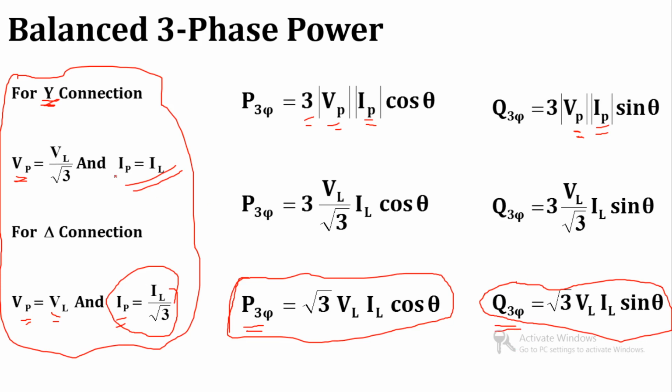Clear? So we can say that this equation P 3-phase is equal to root 3 VL IL cos θ, Q 3-phase is equal to root 3 VL IL sin θ. This equation will be applicable to both star connection and delta connection. You can verify this result by putting the delta connected equation also. So this is known as the balanced 3-phase power.